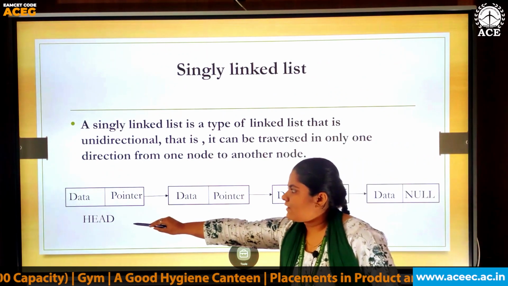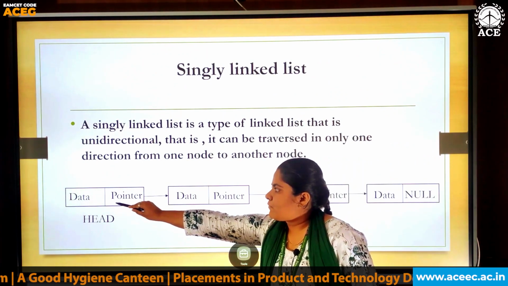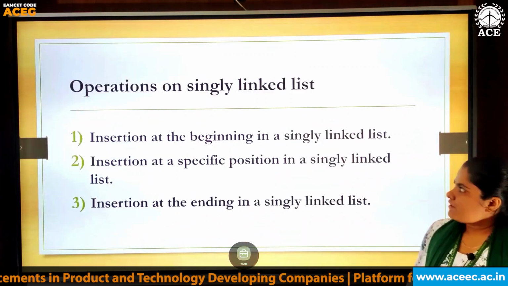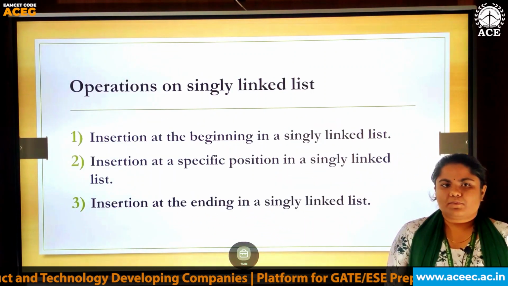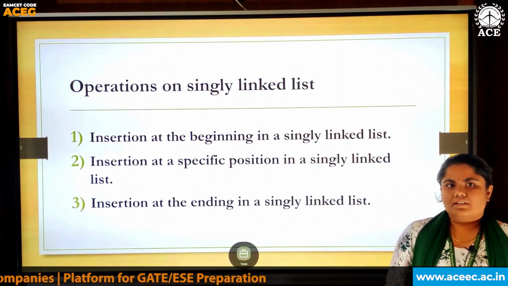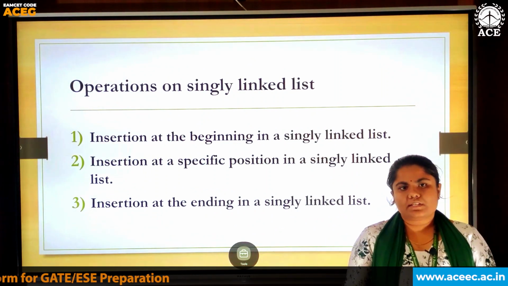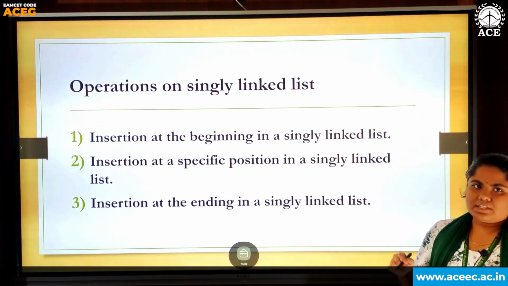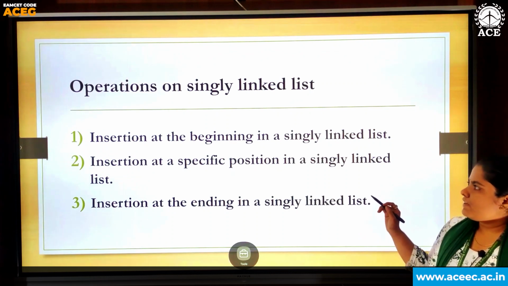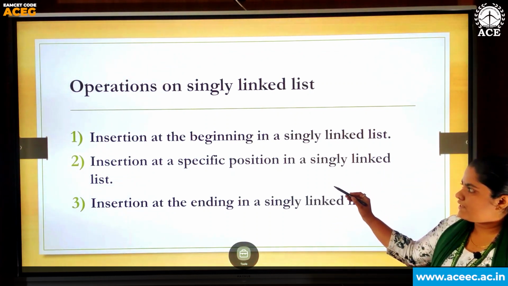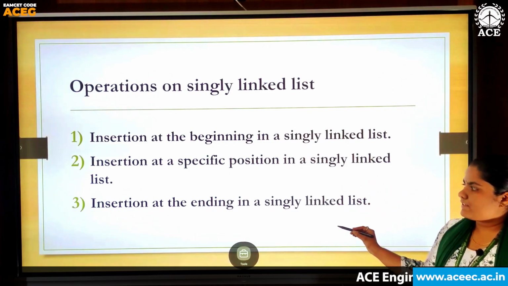The first node is called head, and this is the data part and this is the pointer. The pointer holds the address of the next node. Let us know about the operations performed on a single linked list. There are two types of operations: insertion and deletion. First let us discuss insertion. In insertion we have three types: insertion at the beginning, insertion at a specific position and insertion at the ending.